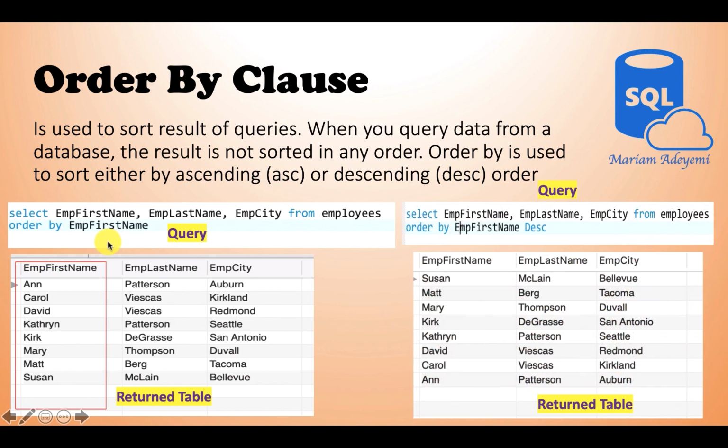But in this second query, we specify that the first name should be ordered in descending order, which is why we have the descending order here. So the report is going to return the first name in descending order, just as we have here. So that's basically where I'm going to stop this video.